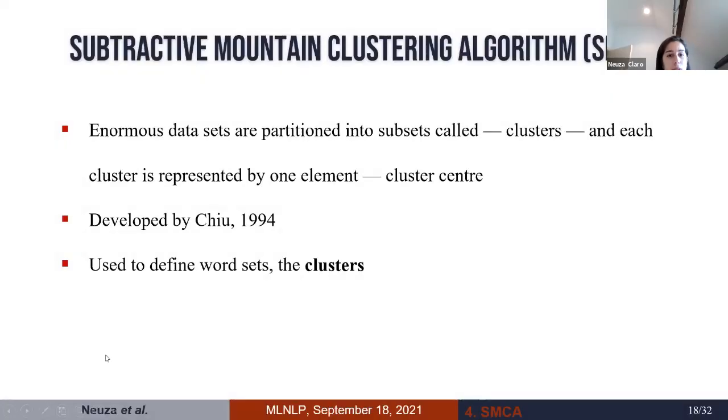Now let's see the subtractive mountain clustering algorithm. The algorithm is used to fulfill the needs of natural language processing. It was introduced by Xu in 1994 and claims that enormous datasets are partitioned into subsets called clusters, and each cluster is represented by one element, a cluster center. We used this algorithm to define word sets, the clusters.